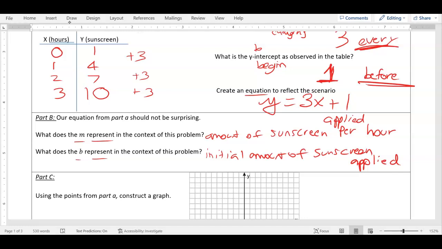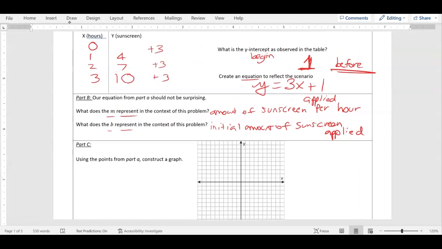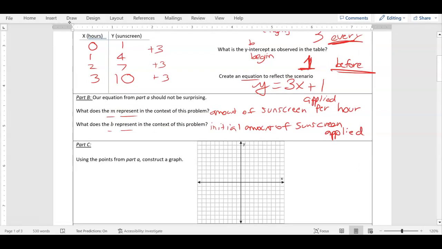All right. Now, part C. Can you use those points on that table and put them on a graph? Some of us are having trouble graphing x horizontally before y. So let's think about this. Look at my table. I have 0, 1. So 0 is on the origin, 1 is up 1. It's 0 on the x horizontally, 1 on the y vertically.